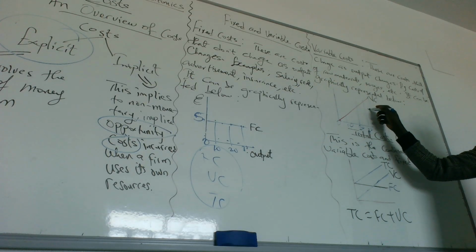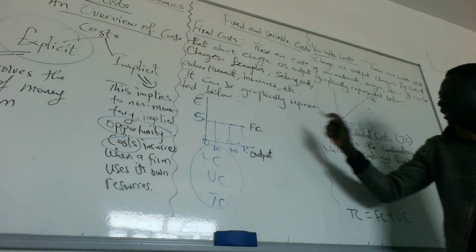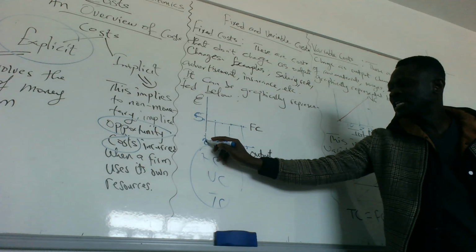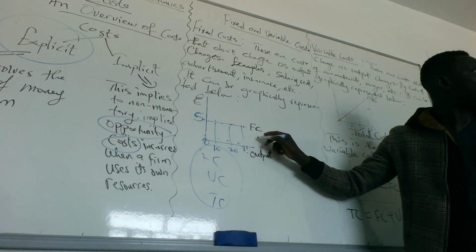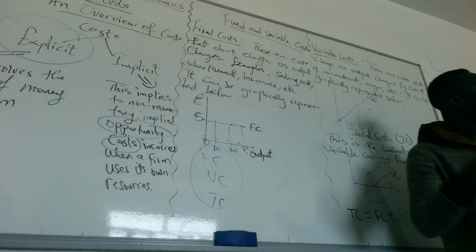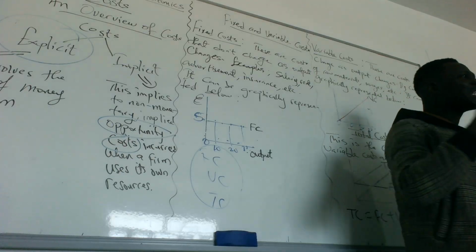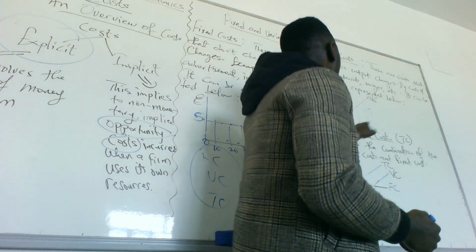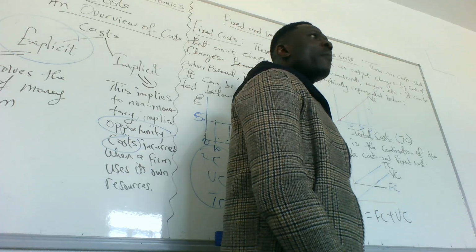You don't get it? Look at the difference between this and this. Here, at each level of output, you pay the same amount. But for variable cost, it is a cost that changes as output changes. So which simply means at every given level of output, we are not paying the same cost.